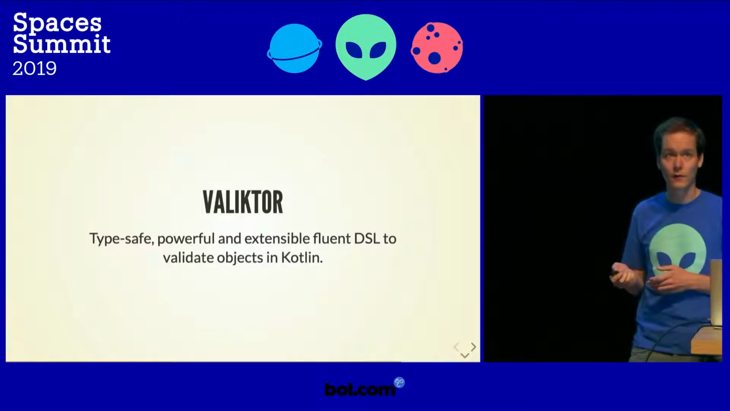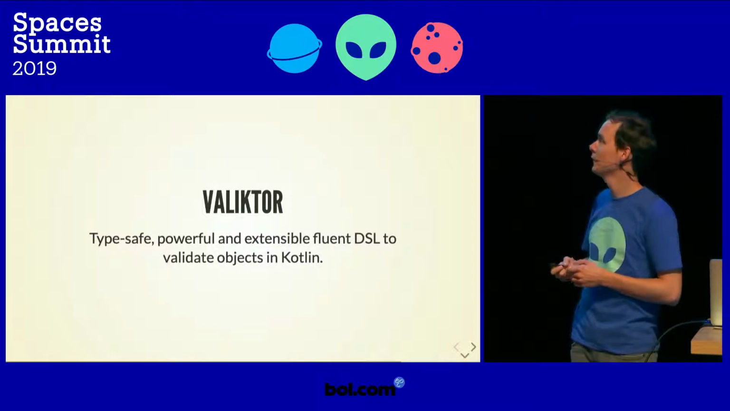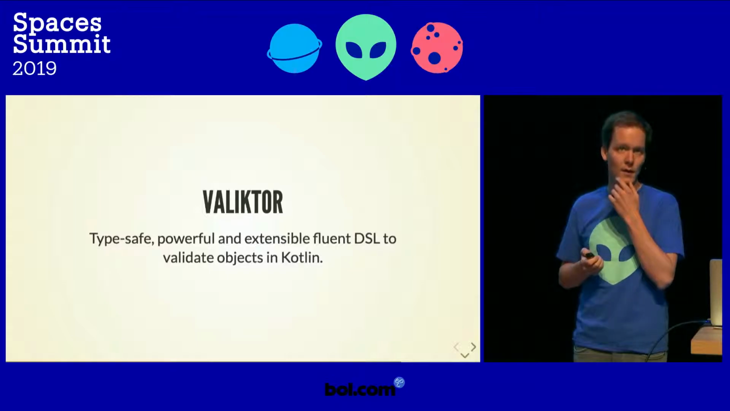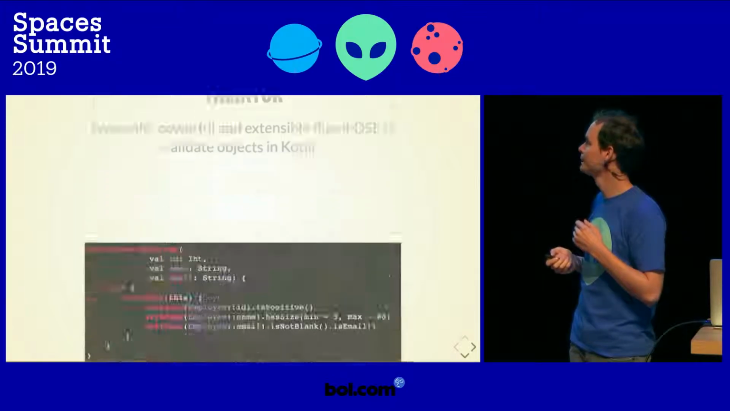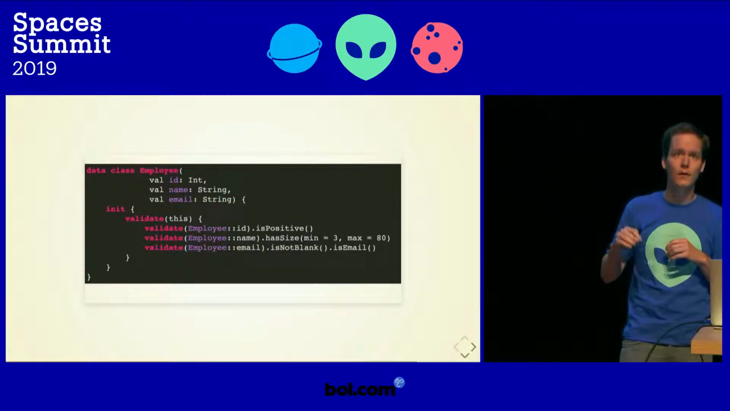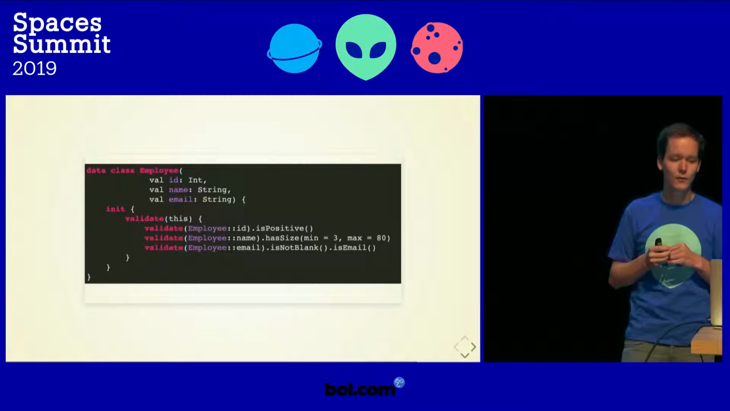Okay, ValidateCouture. This is a library we use for validating our data classes. And it's actually quite powerful and quite nice. I'll just skip to the example. Let's say you have a data class called Employee, and you want to make sure that some of these values or properties of the data class have certain constraints on them.